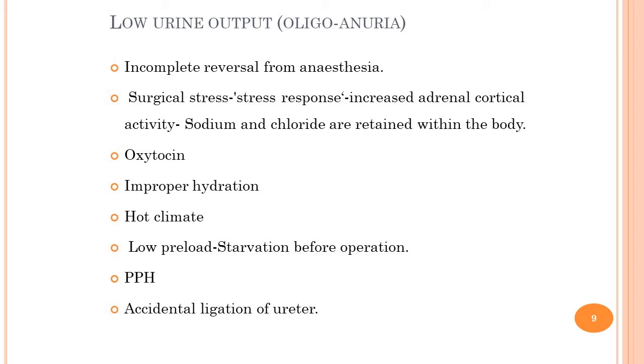It may also be due to increased insensible loss, like in hot climates. The decrease in urine output may be due to low preload fluid input or surgery done in a dehydrated condition. In case of severe PPH there may also be decreased urine output. Accidental ligation of the ureter may be one more reason for diminished urine output.